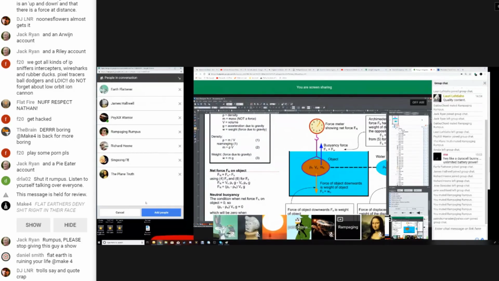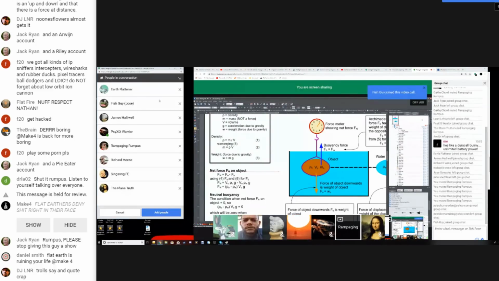Rumpus, you're claiming that there are two equal and opposing forces that cancel out. Yes. Well done. Rumpus, I don't think you understand what you're claiming. I understand what you're claiming, right? But it's not the definition. That's my point. In the definition, it doesn't talk about two opposing forces. It does. It talks about the buoyancy versus the force of gravity.